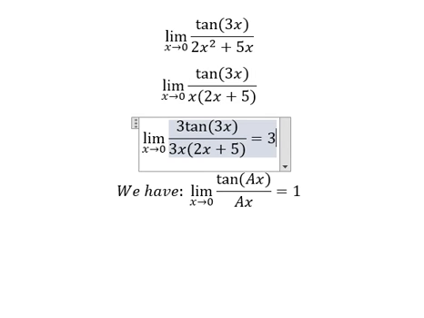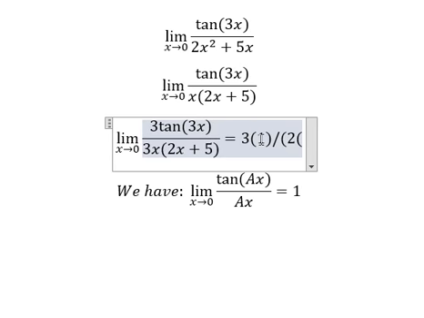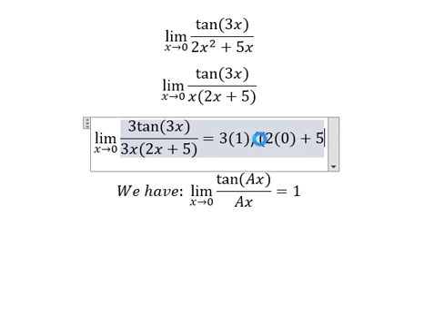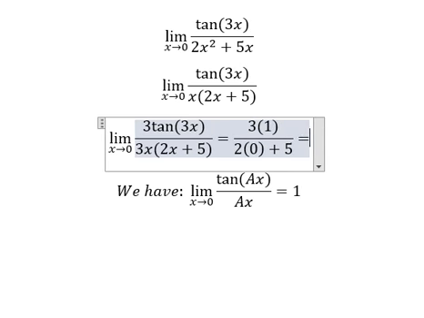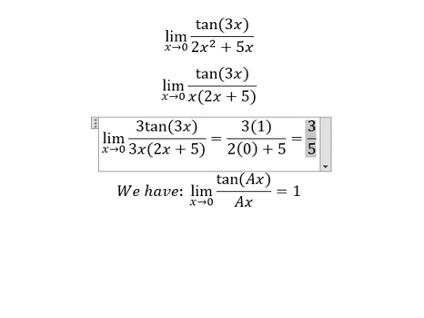So we have number 3 multiplied by number 1 over number 2 multiplied by number 0 plus 5. And this one we have 3 over 5. And that is the final answer.